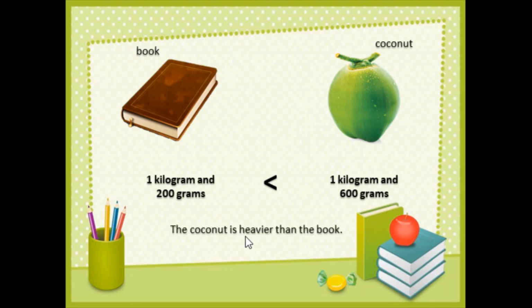Or, the coconut is heavier than the book. Or, the book is lighter than the coconut. You can say either of the two. For as long as, again, you remember, when you compare units or weights with 2 units, you have to start with a bigger unit. Okay? Very good.